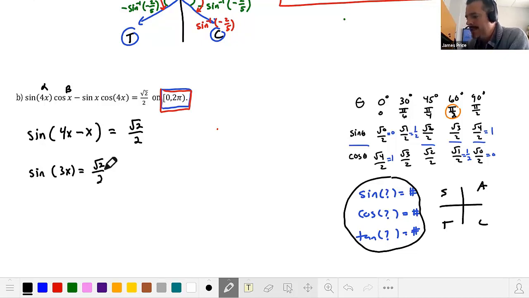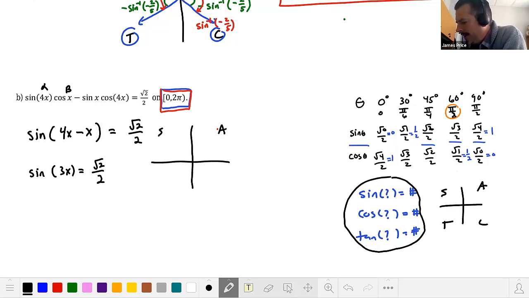And so now we're basically in the same situation we were in before. We're actually a little bit better, but we can do the same thing. So over here, let's draw "All Students Take Calculus." I can find where the angle lives. The sine of the angle is positive, so I must be in either the first or second quadrant, because down here the signs of angles are negative. So draw the angle. And of course, we're looking for the reference angle here and here.